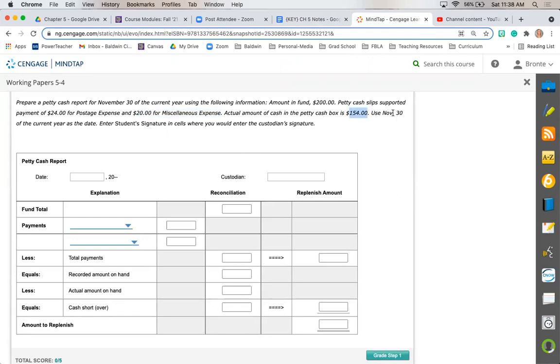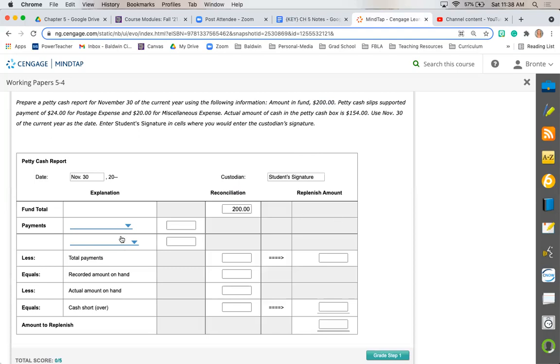So we're going to use November 30th of the current year. And we are the custodian. So first we're going to put on our date, November 30th. The custodian is us. So we're going to enter the student signature. Next, we start with our fund total. So the amount in our fund is $200.